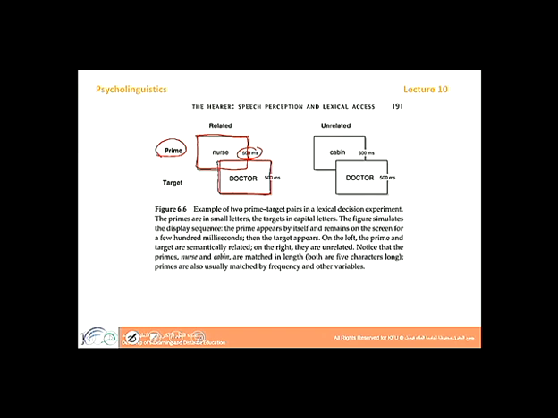Now, do you think the word nurse is related in meaning to the word doctor? Yes or no? Yes. Nurse, doctor, hospital, student, teacher, school, fail, pass, things like that. So they are related primes. So this is called prime because I showed it first. And my target is doctor. I will see how long it takes you to say, yes, doctor is a word.